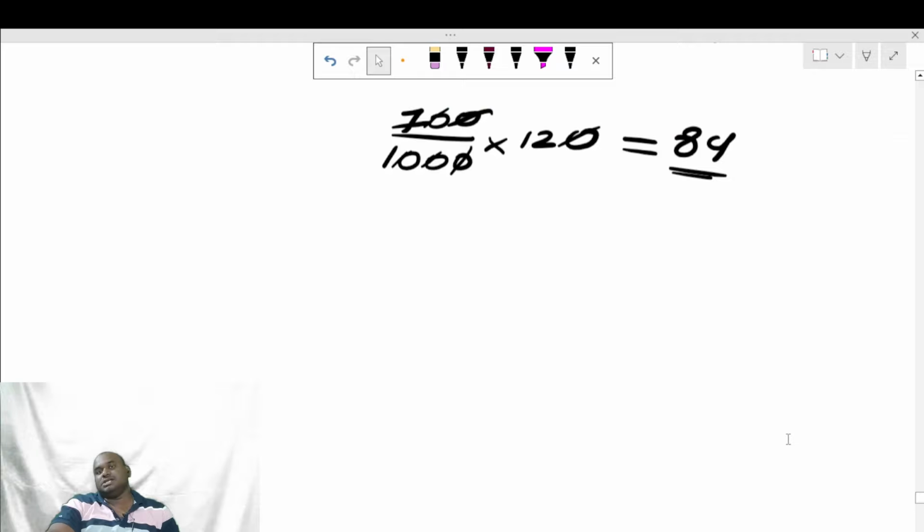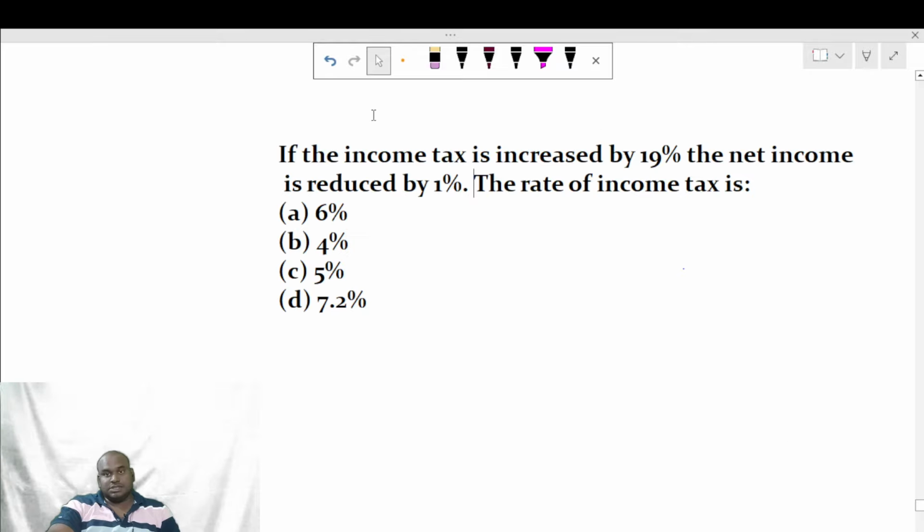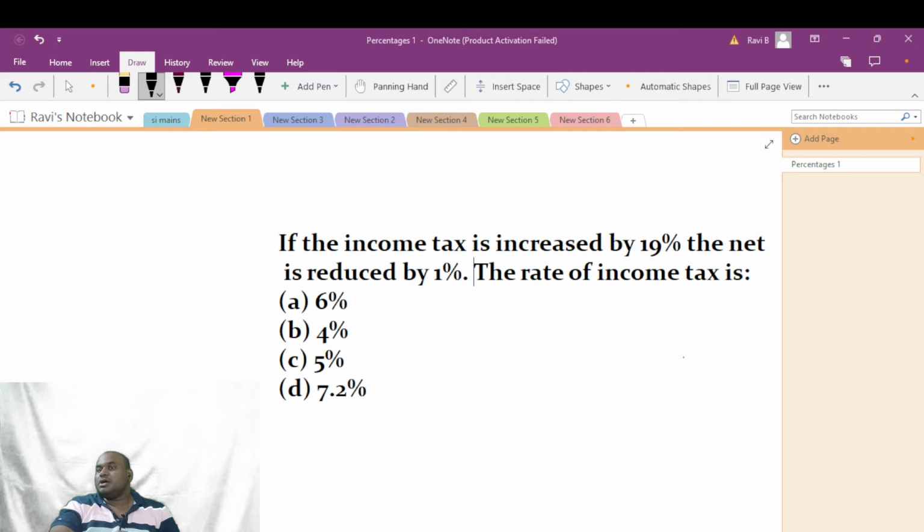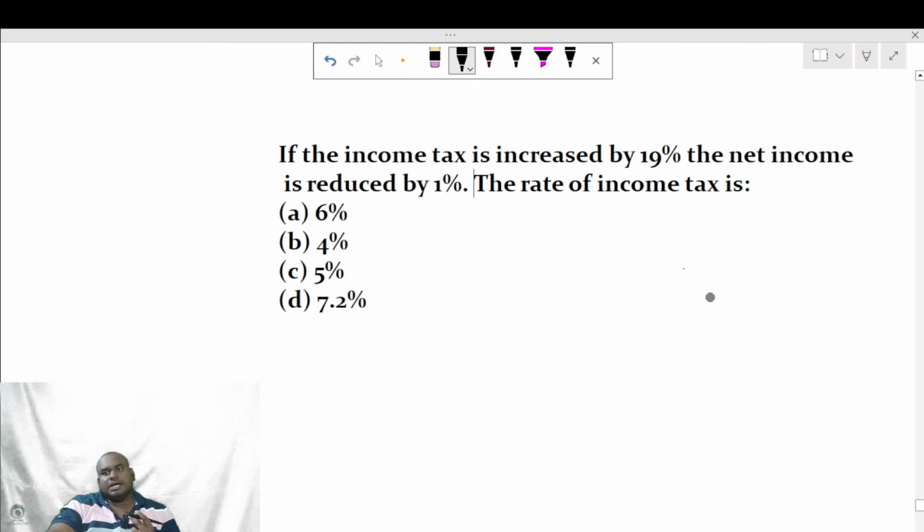Like that. Now here, this is the most important question. I like this question actually. So the question number is 40 for us. In this question, income tax percentage we are supposed to find.